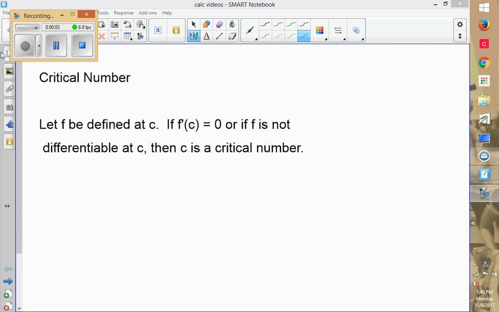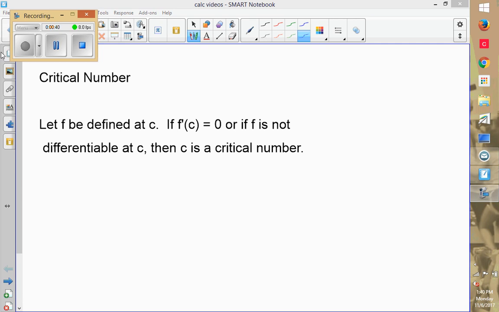Alrighty, we're going to learn about critical numbers and what a critical number is, how you find it, all that kind of fun stuff. So, by definition, let f be defined at c. If the derivative is equal to 0, or if we are not differentiable at a number c, then c is a critical number.